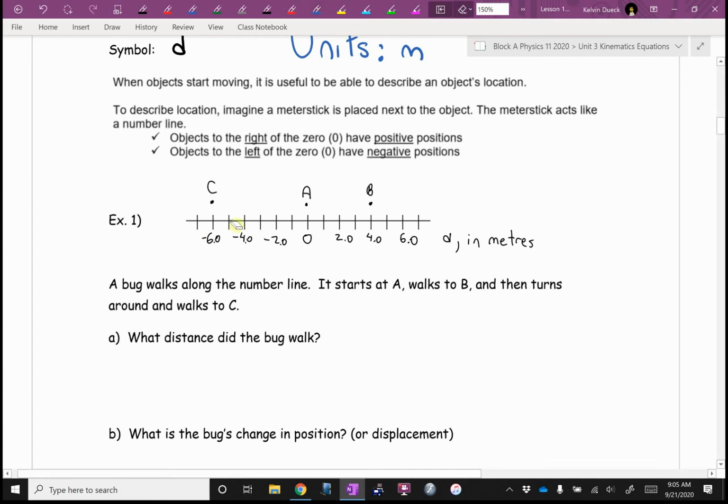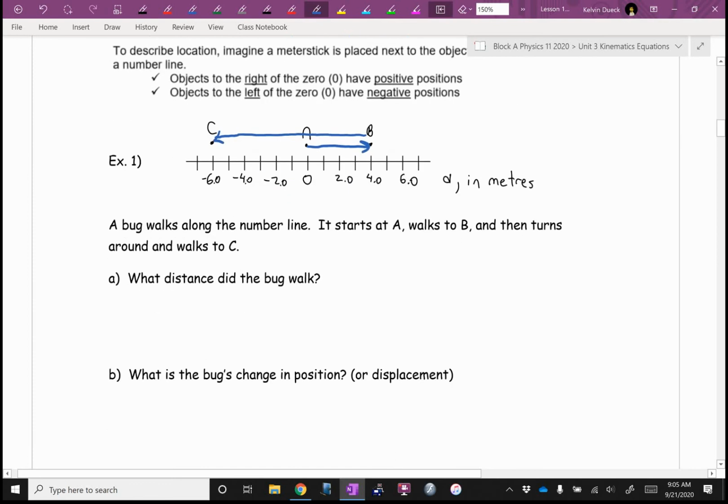So here's a little number line. A bug is walking along this number line. It starts at A, walks to B, then turns around and walks to C. Let's even draw that. So it starts at A, it walks to B, and then it turns around and walks to C. That's its path. What distance did the bug walk?